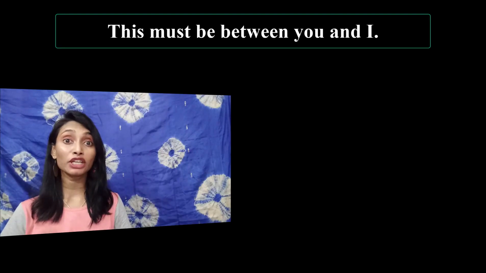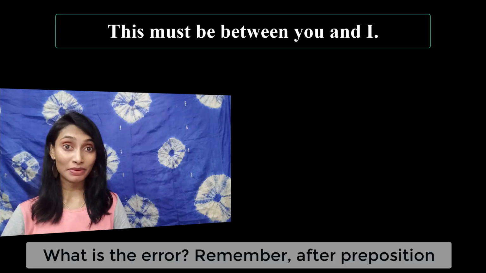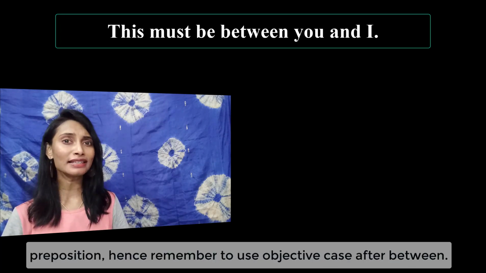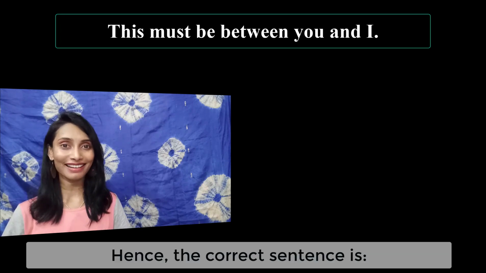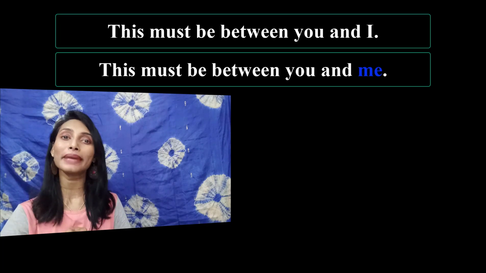Now let's see the next sentence. This must be between you and I. What is the error? Remember, after a preposition, it must always be objective case. Between is a preposition, hence remember to use objective case after between. Hence the correct sentence is, this must be between you and me.